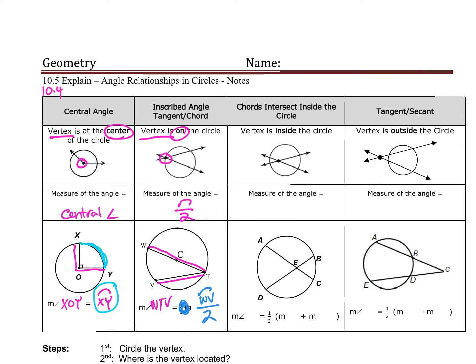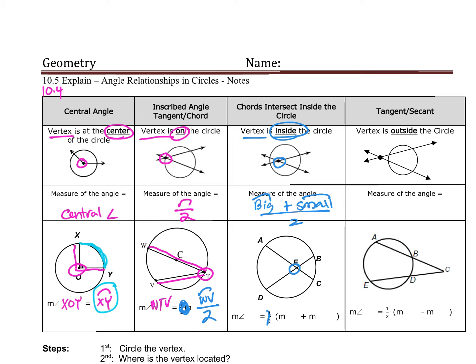So let's look at the next one. Now remember this one here, it says the vertex is inside. So we're going to circle it. So if I circle this one, it's inside. If I circle the other one, that's on the circle, then this one right here is at the center of the circle. So I'm looking at this one, it says the measure of the angle is big arc plus small arc divided by 2.